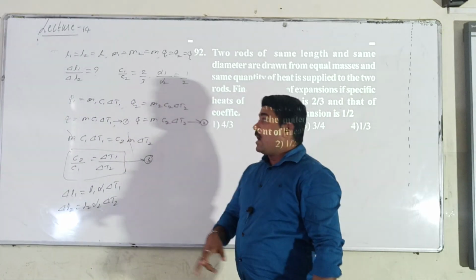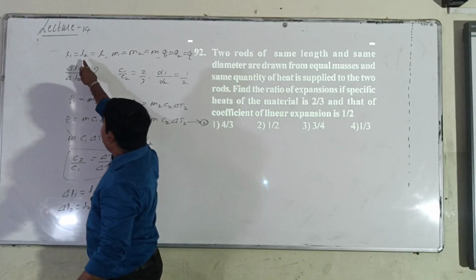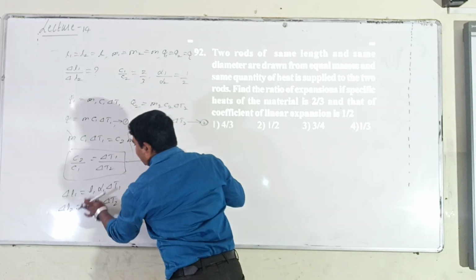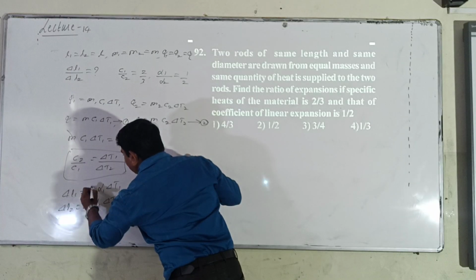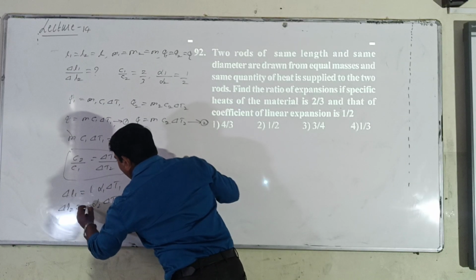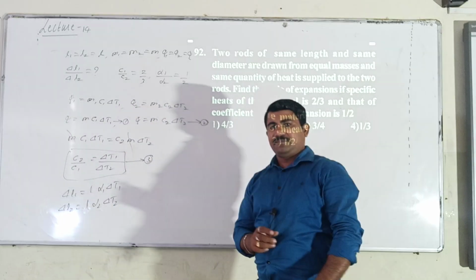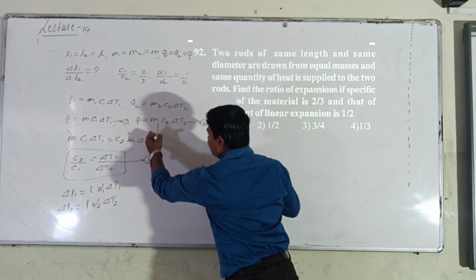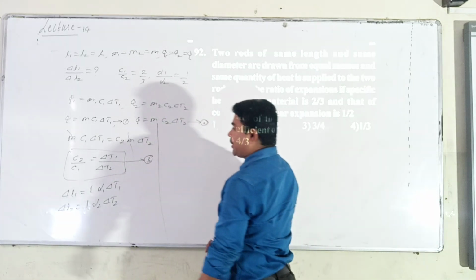Again, the lengths are equal. L1 is equal to L2, and L2 is equal to L. The length is the same, so L1 can be replaced by L, and L2 can also be replaced by L. Just divide del L1 by del L2. We are getting the expansion. How to get the expansion here?